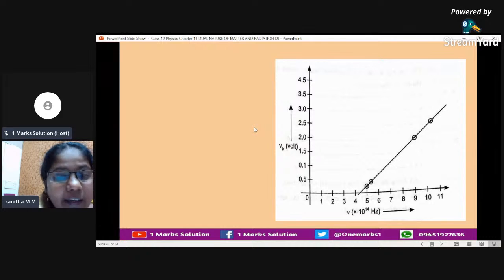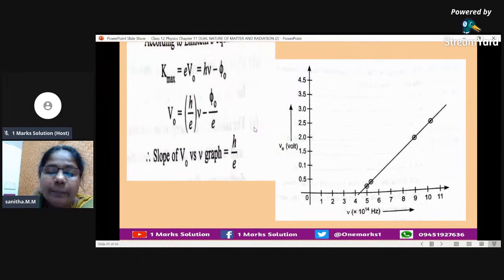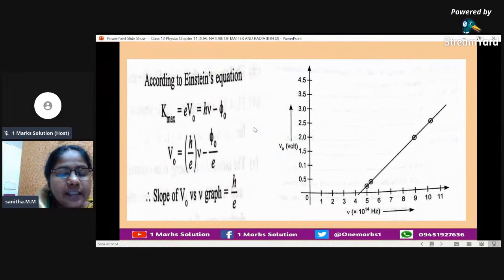So it's a straight line graph. That means stopping potential depends on the frequency. From this graph, we will get the Planck's constant. Already we have discussed and we got the Planck's constant also. According to Einstein's photoelectric equation, we know that kinetic energy, or eV0, is equal to h nu minus phi 0. So the stopping potential V0 is equal to h by e nu minus phi 0 by e.